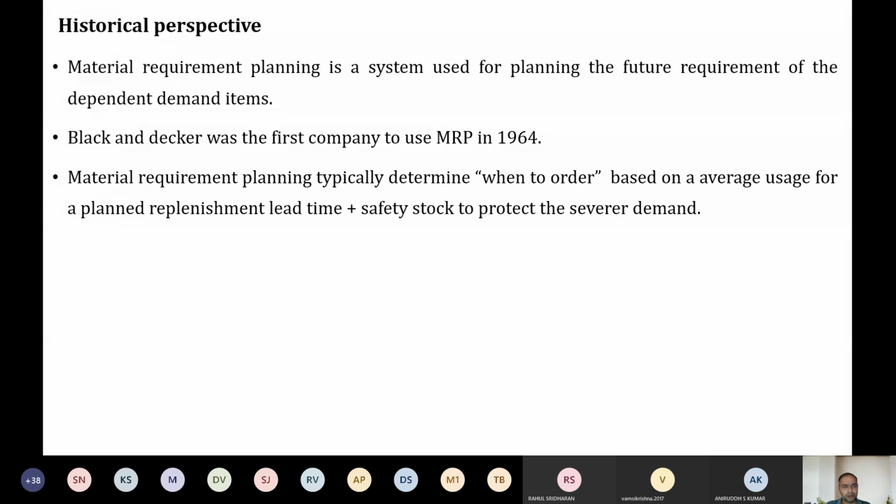Okay, so with this knowledge, Black and Decker is the first company which introduced material requirement planning in 1964. So this is going to tell you when you should order.